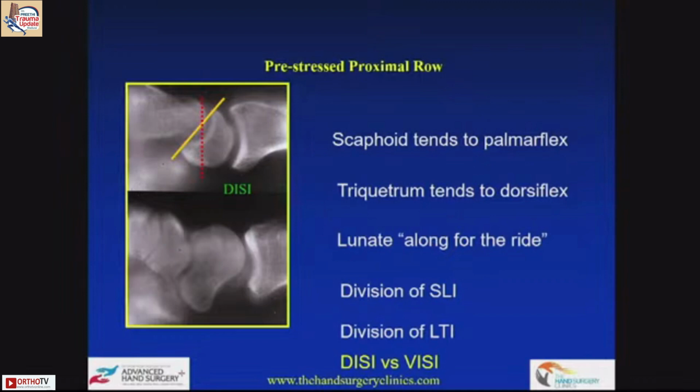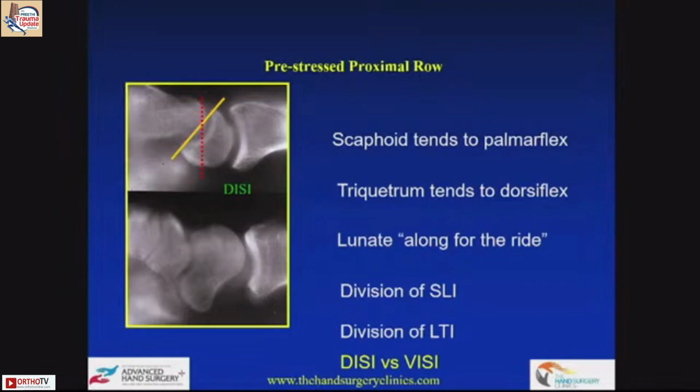The scaphoid has a normal tendency to palmar flex, and the triquetrum has a normal tendency to extend. Whenever there is a scapholunate ligament injury, the lunate remains attached to the triquetrum, which will carry the lunate along with it into extension while the scaphoid remains flexed. This is what we refer to as the DISI deformity, and vice versa.